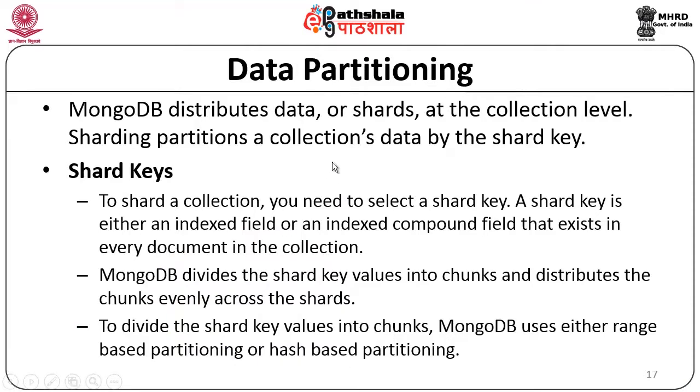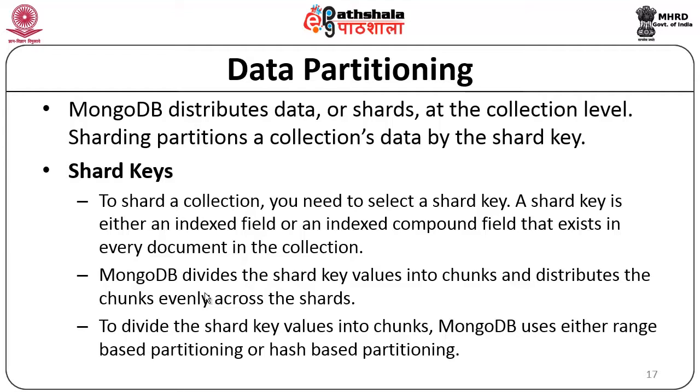Now, let us understand data partitioning, how that is done in MongoDB using the shard. MongoDB distributes the data at the collection level. Sharding partitions a collection's data by the shard key. When I talk about the shard key, every shard must be identified by means of a specific key, which is called the shard key. This shard key is either an indexed field or an indexed compound field, so either a single index field or a compound index field, that exists in every document in the collection.